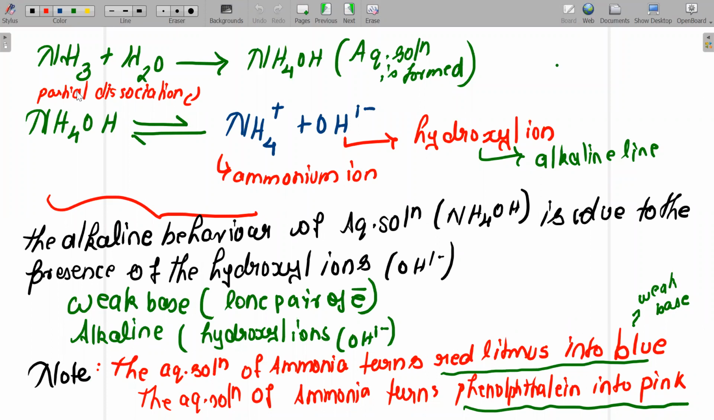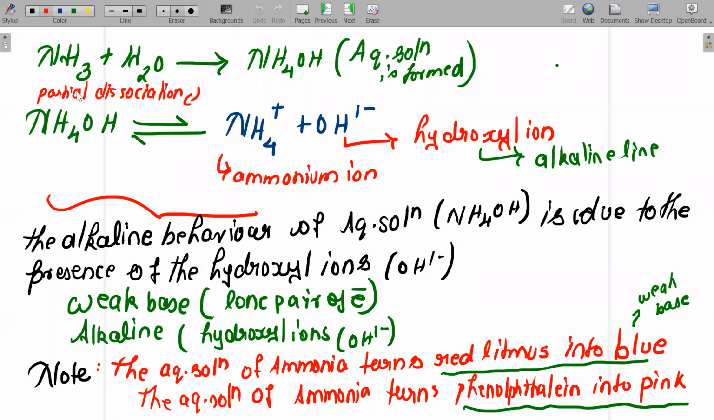Weak base means a lone pair of electrons will be there. Alkaline means hydroxyl ion presence will be there. So what do you mean by weak base, children? Lone pairs of electrons are the reason behind weak base. Just now we discussed that, right? In case of aqueous solution of ammonia, we have a weak base. That means lone pairs of electrons were in that case.